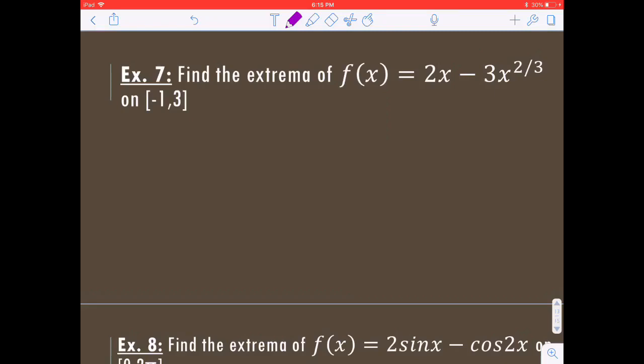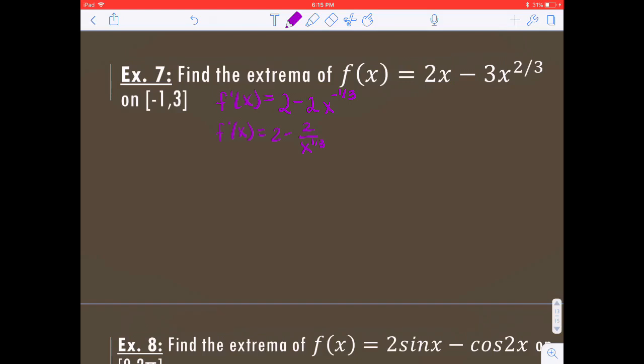Okay, let's move on to number 7, and let's find the extrema of f of x equals x squared minus 3x to the 2/3 on the closed interval [-1, 3]. First start with your derivative. So we get 2 minus 3 times 2/3 is 6/3, so 2x to the -1/3. Okay, so we can write f prime of x equals 2 minus 2 over x to the 1/3.